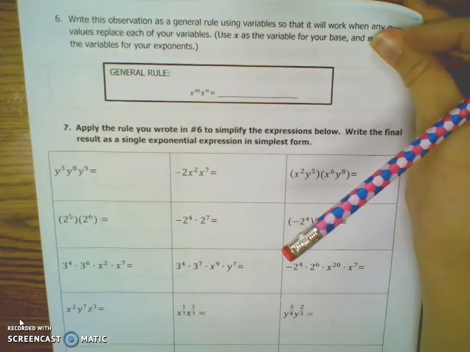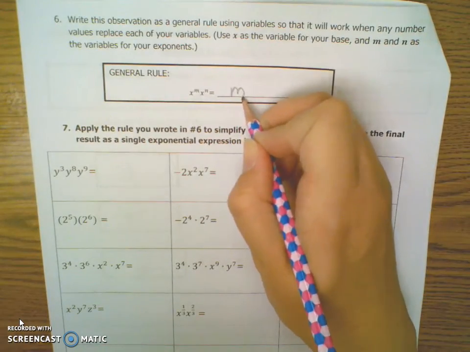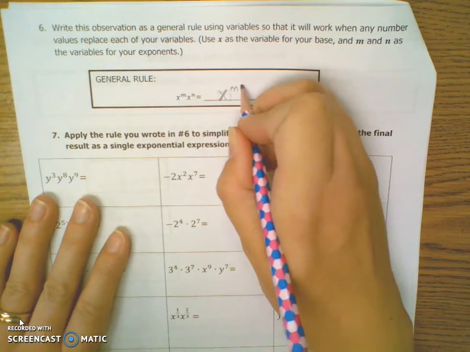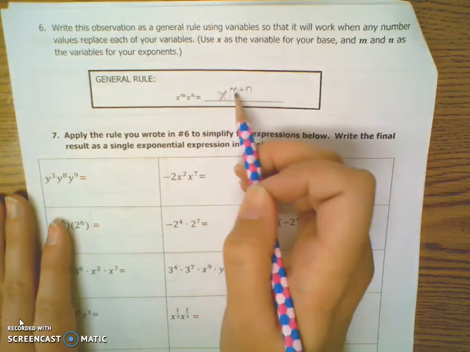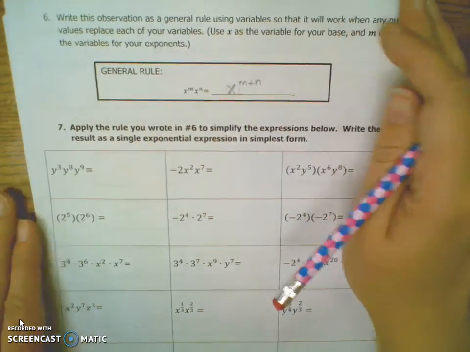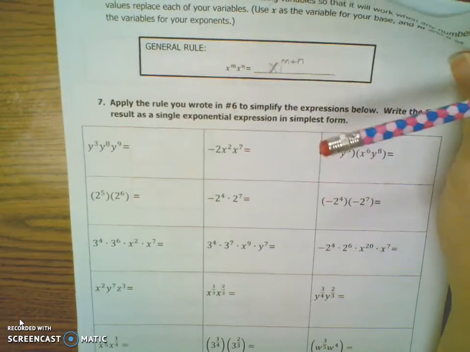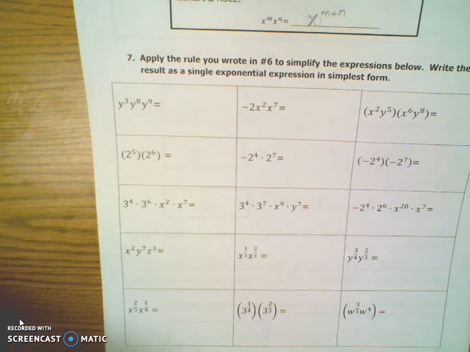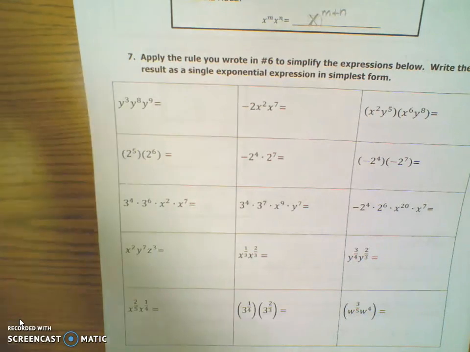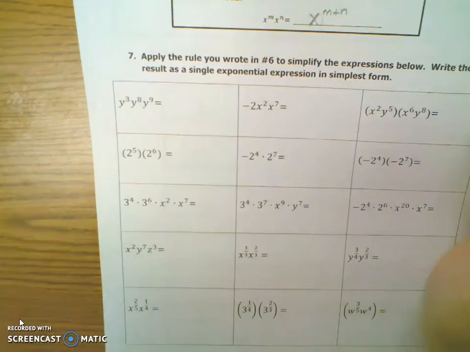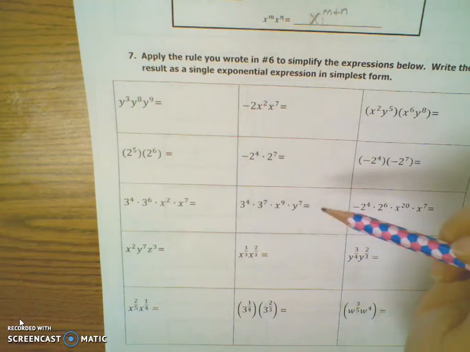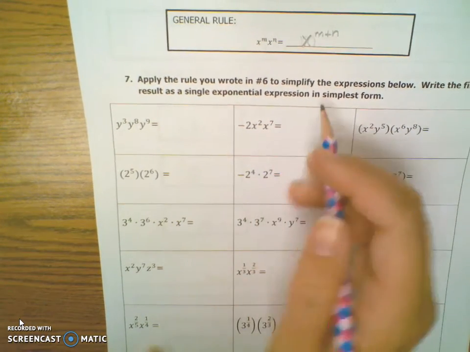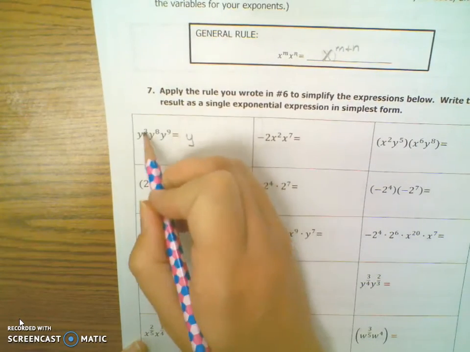And so here, the general way to write the rule is x to the m plus n. So whatever your m and your n are, you add them together, and that's your answer. So let's do a couple of them together. I'm going to do the first row with you, and then you can do the other ones. Actually, let me do the first column because that's mixing it up a little bit, and I'll do this one too. Okay, so this one, y, and then we'll just add those up.